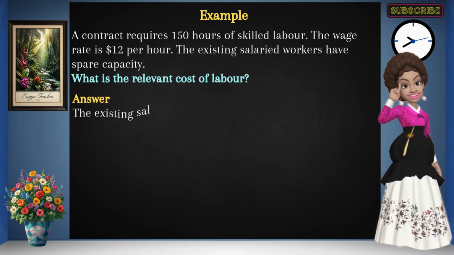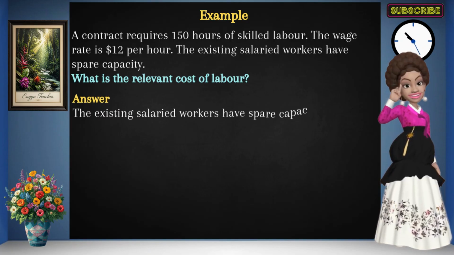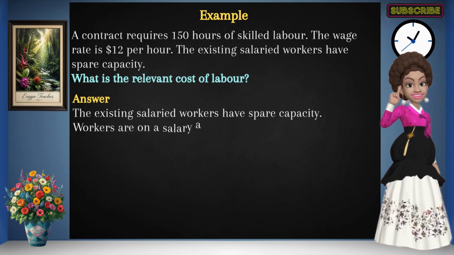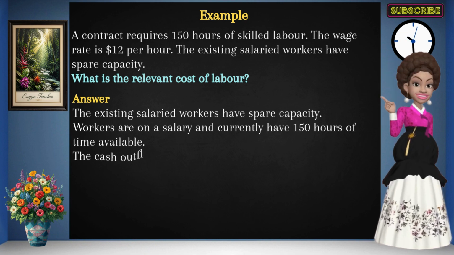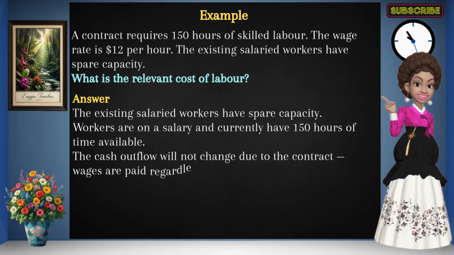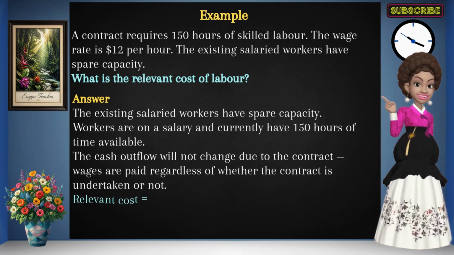Answer: the existing salaried workers have spare capacity. Workers are on a salary and currently have 150 hours of time available. The cash outflow will not change due to the contract. Wages are paid regardless of whether the contract is undertaken or not. The relevant cost is $0.